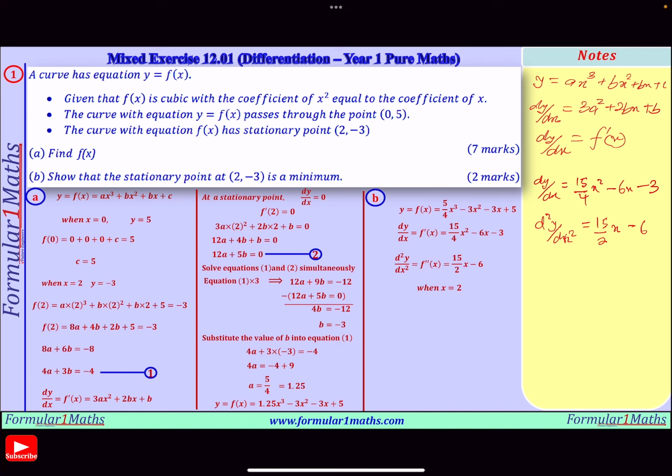So when x is 2, d squared y dx squared is equal to 15 over 2 times 2 minus 6. And this gives 9. So that means the second derivative, which is given by this, is bigger than 0. That means it's positive. And because it's positive, we can conclude that this point is a minimum.